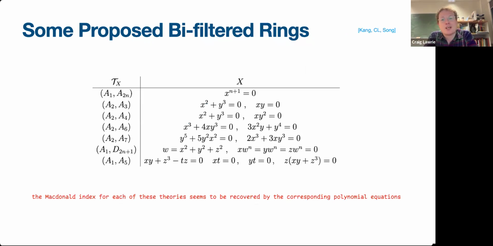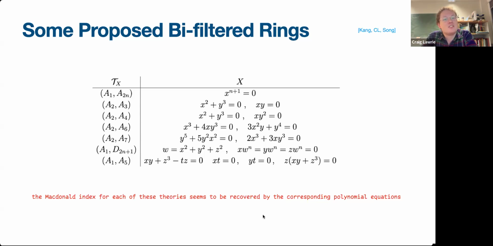So, to summarize a little bit, in this paper from the summer, we proposed a collection of bifiltered rings for a bunch of Argyres-Douglas theories. This list has grown a little bit now, and maybe in the next paper, which will hopefully be not too far away, those will appear. But these are the ones we put in the paper.